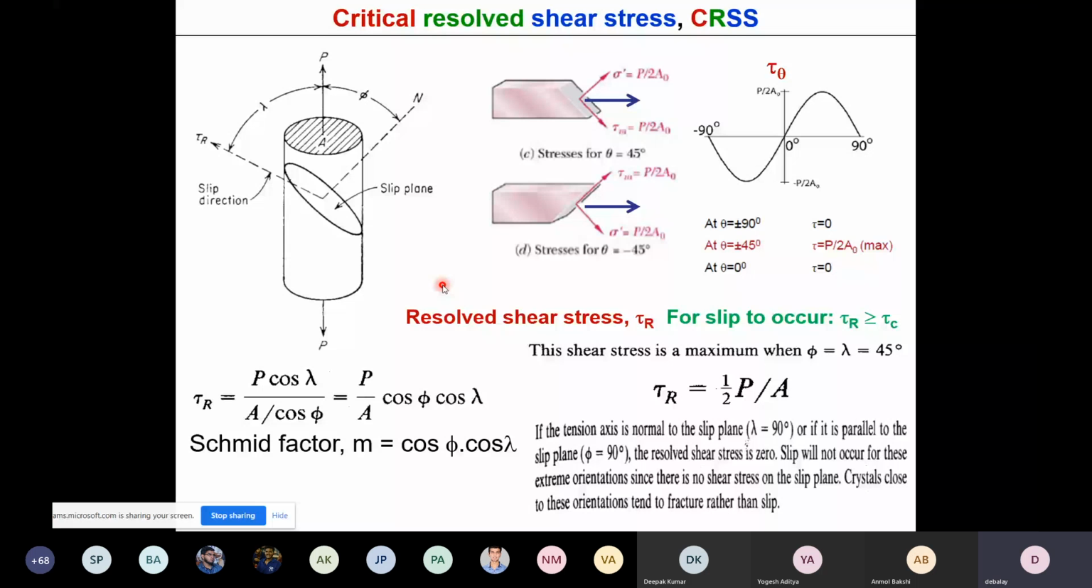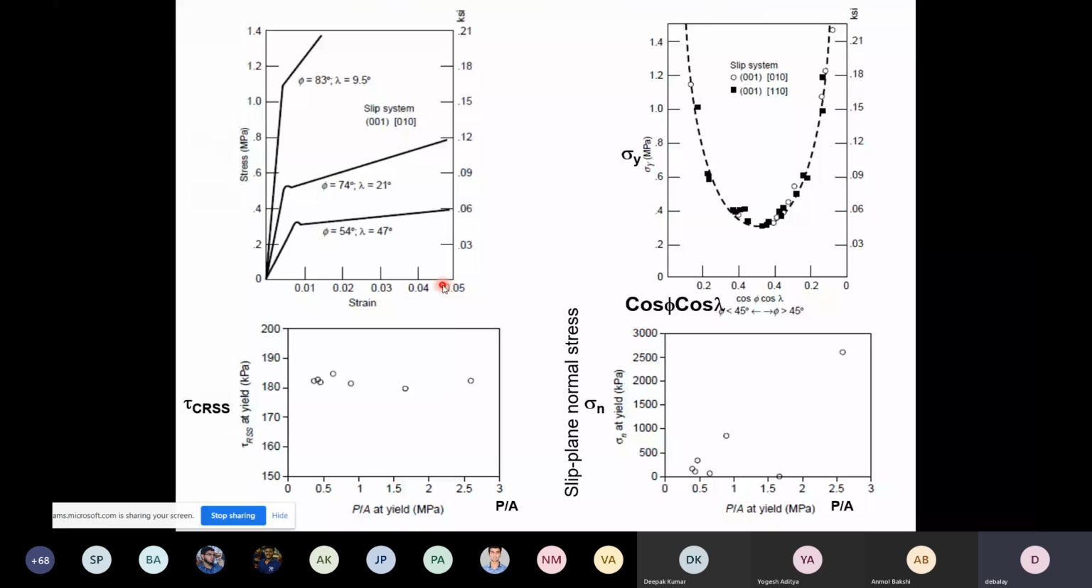And in Hertzberg's book, you will find these plots, where a single crystal of a particular material is loaded in different directions. In different ways, the load P is applied. The loading direction was different, and the stress strain curves are shown.